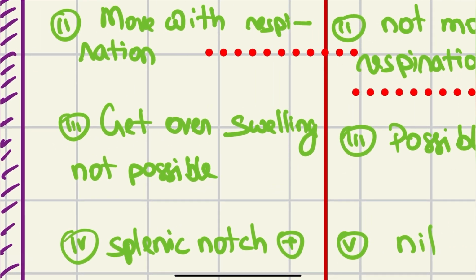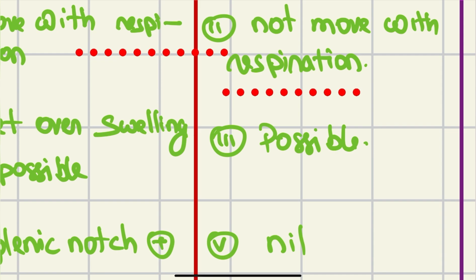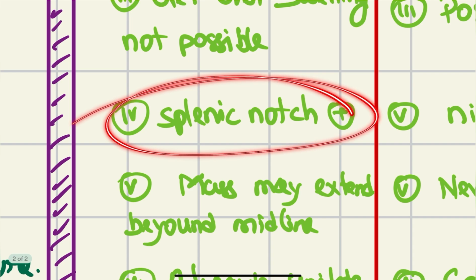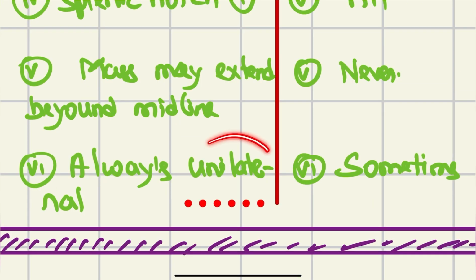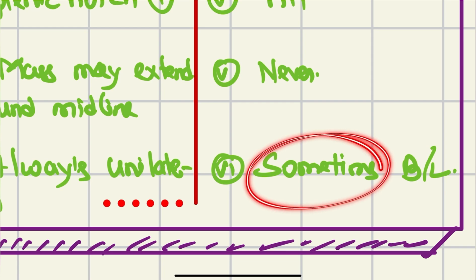Getting above the swelling is not possible in splenomegaly because it extends up to the costal margin. But getting above the swelling is possible in enlargement of the kidney. A splenic notch is present in splenomegaly, but in enlargement of the kidney, this notch is not present. In splenomegaly, it is always a unilateral enlargement, but in renomegaly, or enlargement of the kidney, it may be bilateral.